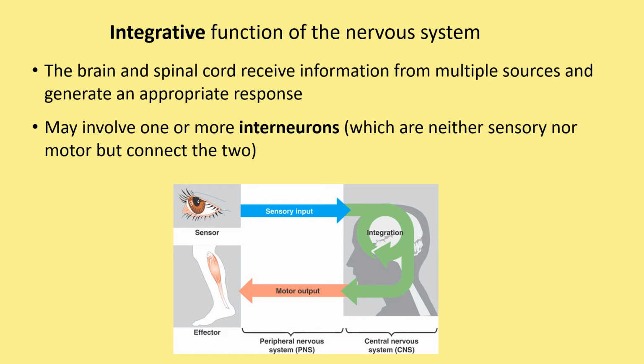The central nervous system typically receives sensory input from many different sources. So not only did you see the scary bear, but maybe you smelled the scary bear, maybe you heard the scary bear, and all of those sensory inputs travel to the integration center. And in the integration center, which is inside the central nervous system, those sensory inputs are analyzed, they're combined, they're weighed, which sensory inputs seem to be more important at that moment in time. And sometimes the integrative function involves neurons that are not sensory and they're not motor. And those are called interneurons.